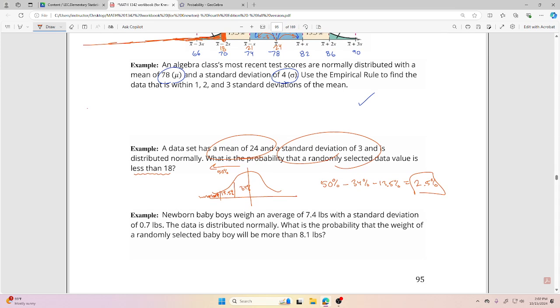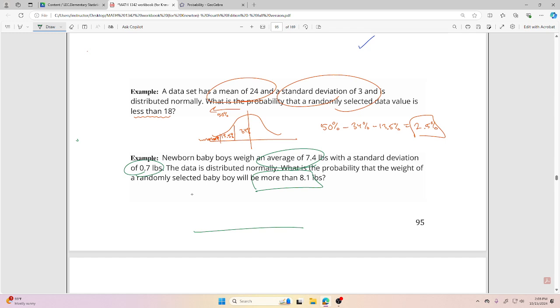Newborn babies average this much. Let's use a different color. Average, standard deviation. What's the probability of more than 8.1? So I'm just going to set up a bell curve for this, just like we normally would. In the middle, I start at 7.4. Our interest is in 8.1. Am I going to go negative or positive here? Positive. So then I'm adding 0.7. How much would I get then? 8.1. Oh, wait, never mind. It's right there. We're already done.